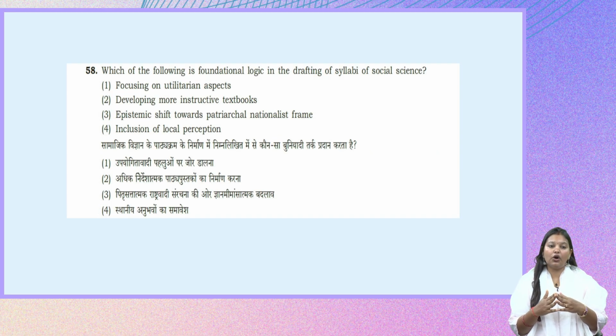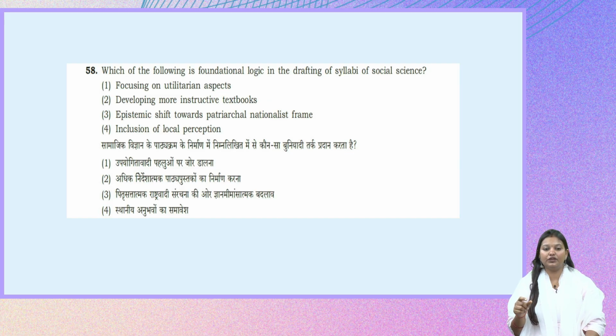Question: which of the following is foundational logic in the drafting of syllabi of social science? तो जब हम हमारे सोशल साइंस सब्जेक्ट के लिए सिलेबस बना रहे हैं तो हम कौन कौन से फाउंडेशनल लॉजिक्स या फिर प्रिंसिपल्स को यूज करते हैं. The first option here is focusing on utilitarian principle or the aspect. Option 2, developing more instructive textbooks. Option 3, epistemic shift towards patriarchal nationalist frame. And option 4, inclusion of local perception.